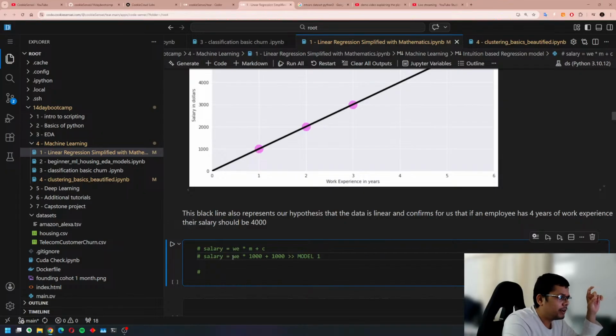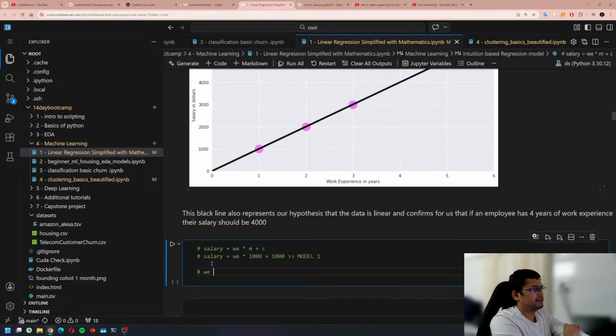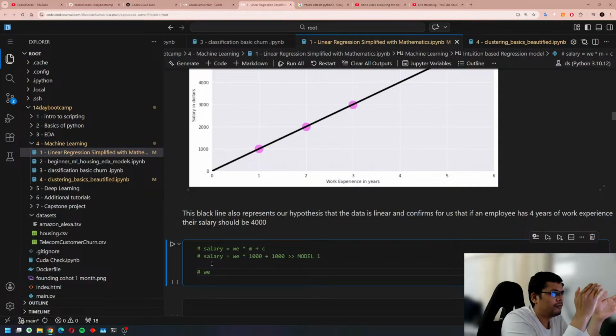In this model, if I put work experience as 1, I'm getting 1,000 plus 1,000, salary as 2,000. Yes, it's wrong, but it's very close. If work experience is 1, then the salary is 2,000. If work experience is 2, then salary is 3,000. So the points are 1, 2,000; 2, 3,000; 4, 5,000. That's the sort of data we have. And now the model is making some error. Now, how to decrease that error?